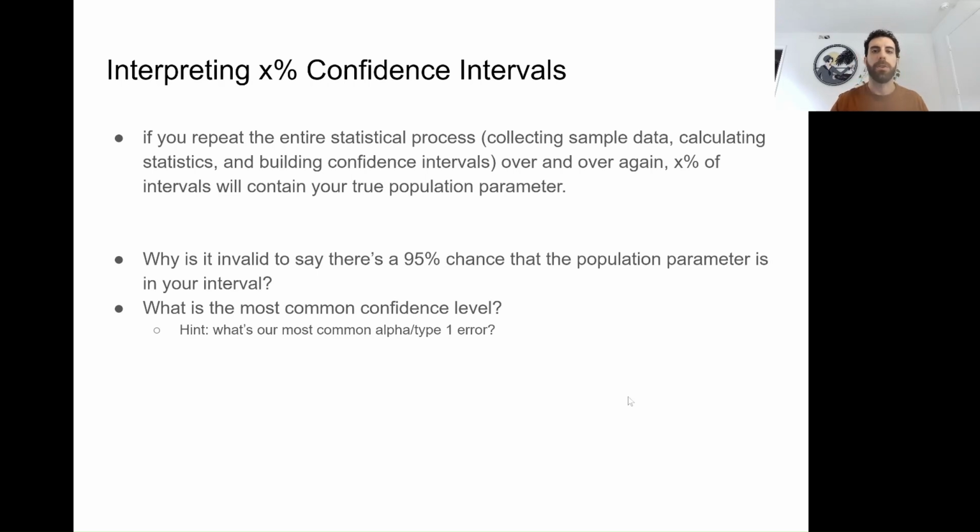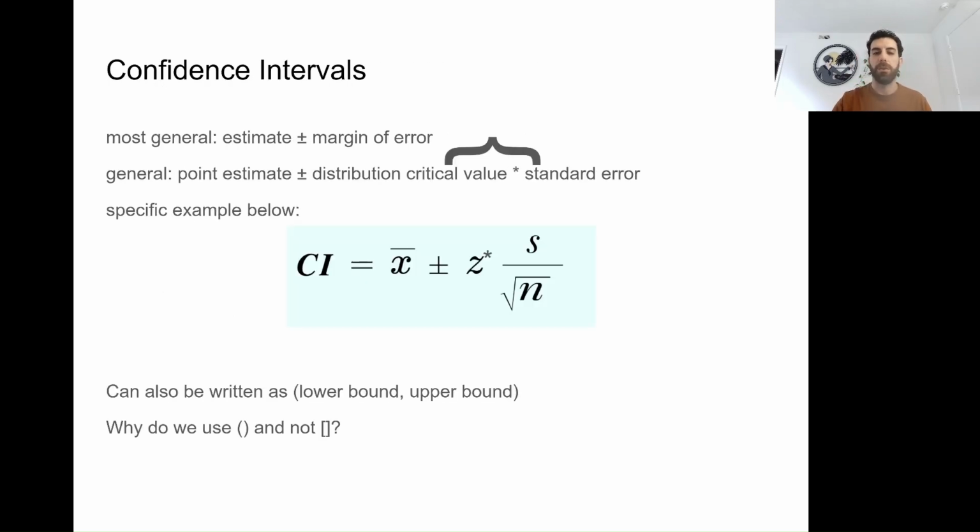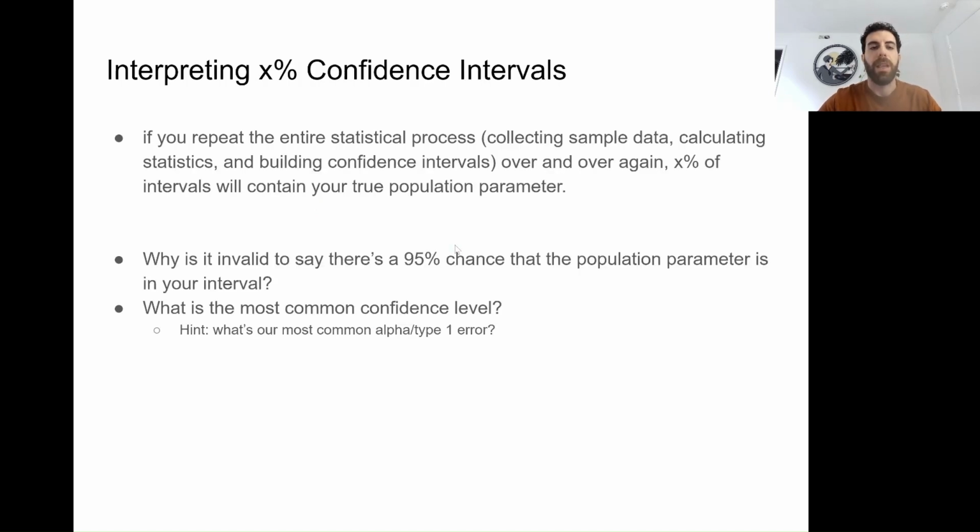So let's talk about how you interpret these confidence intervals. We talked about the formulas. Most generally, it's just your estimate plus or minus your margin of error, which is computed as your distribution's critical value, which we'll go over in more detail soon, multiplied by the standard error of that estimator. But let's talk a little bit about the confidence, how you interpret these confidence intervals.